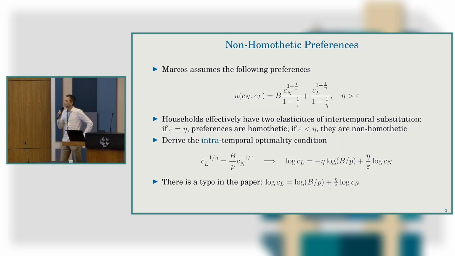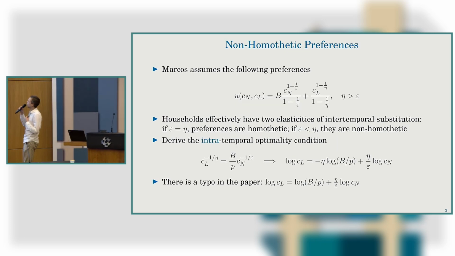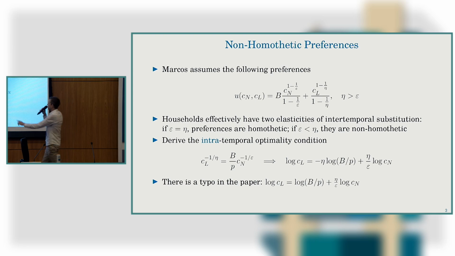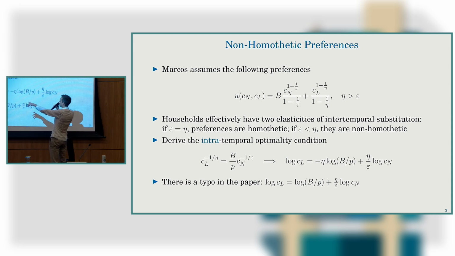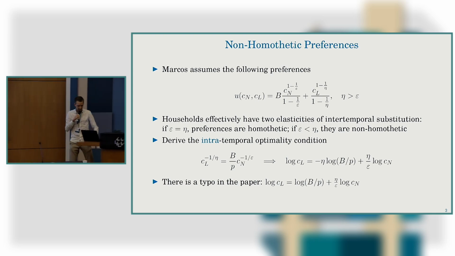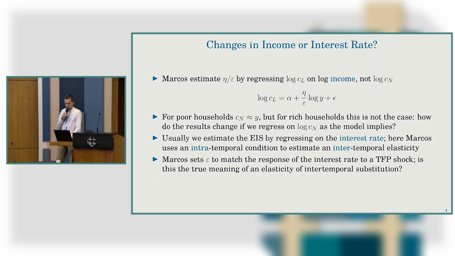I have a few comments. So this is how Marcos models the non-homotheticity. And it all boils down to these two parameters, epsilon and eta. Now, you derive an intratemporal optimality condition. I believe there's a typo in the paper, but it's just for the constant term. But basically, you're then estimating this ratio here, the ratio of the two elasticities of intertemporal substitution.